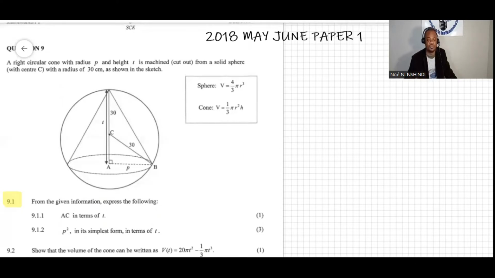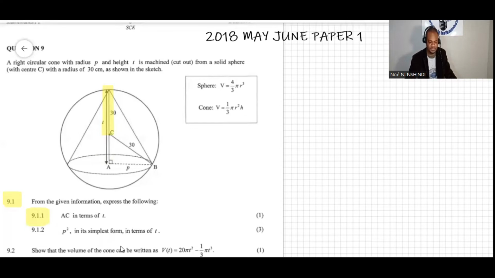So 9.1.1, AC in terms of T, right? We can see that AC is this length here, okay? But now, and then T is the whole of this, okay? Now, we do know that the radius is just 30 centimeters. So we can say AC must be the whole thing minus 30.